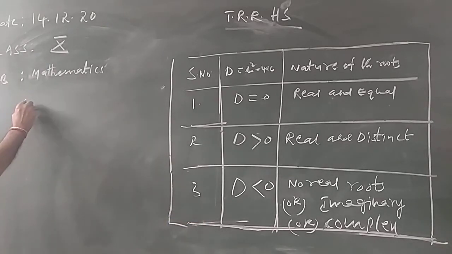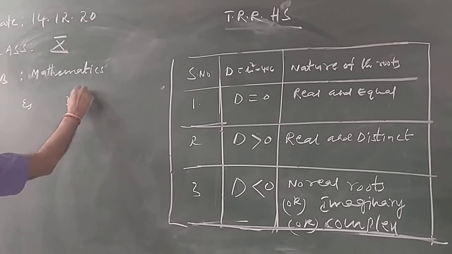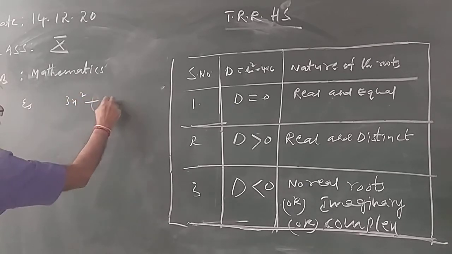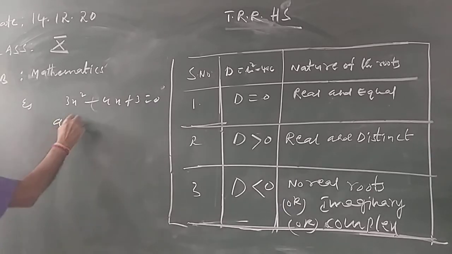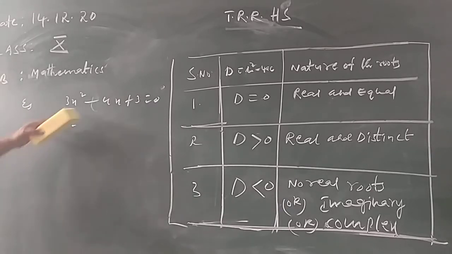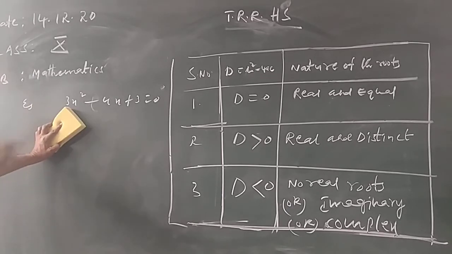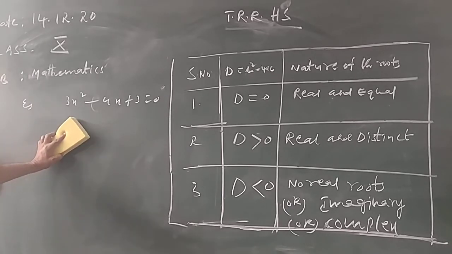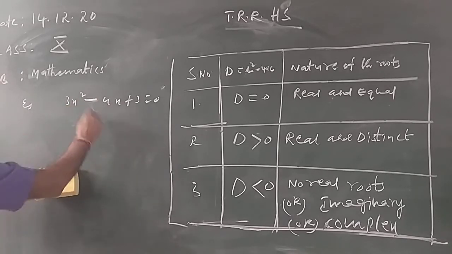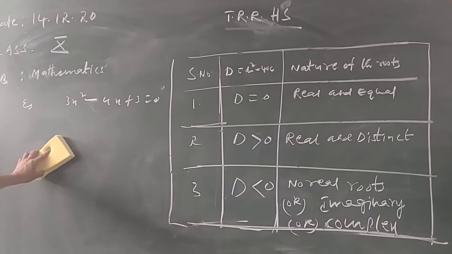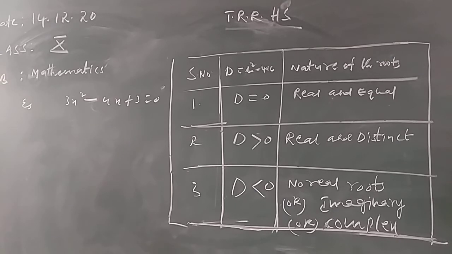For example, comment on the nature of the roots of 3x square minus 4x plus 3 equal to 0. Before finding the roots, comment on the nature of the roots. They will give the quadratic equation 3x square minus 4x plus 3 equal to 0. So, how can you comment on the nature of the roots? With the discriminant. First, you have to calculate the discriminant.